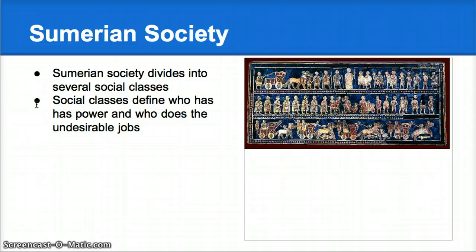Sumerian society divides into several social classes. Social classes define who has the power and who does the undesirable jobs. So kings would be at the top, they would be the ones that have the power, and slaves are at the bottom of the social classes and they do the undesirable jobs.